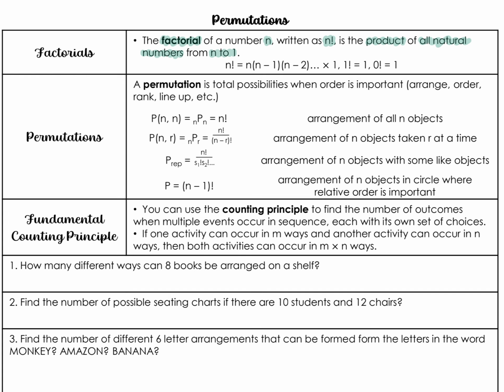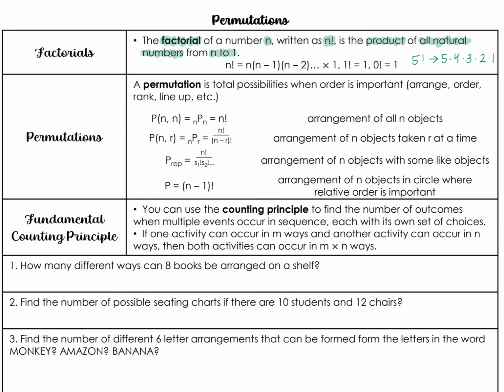Some other key things to note are that 1 factorial is 1 and 0 factorial is 1. But like I said, factorial is just saying that we're going to start at that number. So for example here, if we have 5 factorial, this would be 5 times 4 times 3 times 2 times 1.